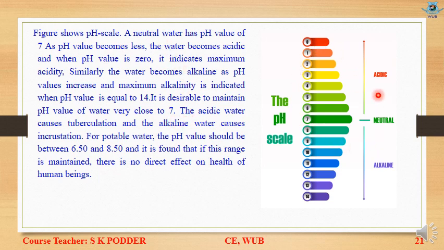Here we provide the scale of pH. It ranges from 0 to 14, with 7 in the middle. If the value of pH is equal to 7, it indicates that the water is neutral. If the value of pH is smaller than 7, the solution is acidic, and if the value of pH is greater than 7, the solution is alkaline.